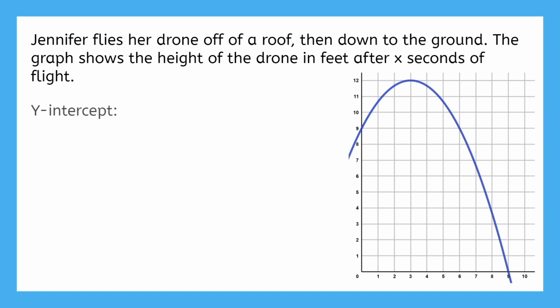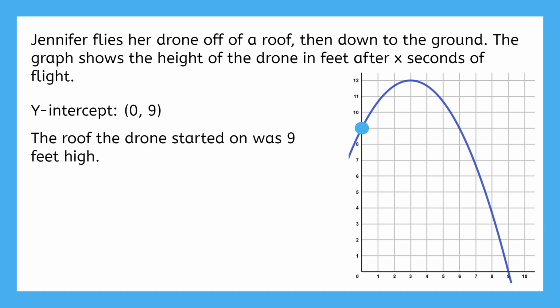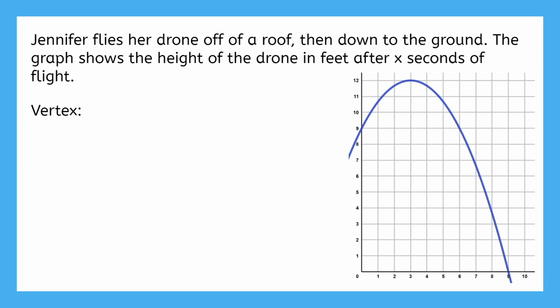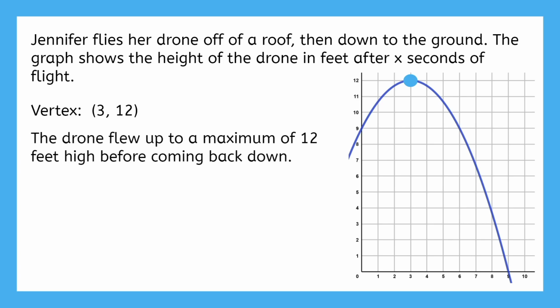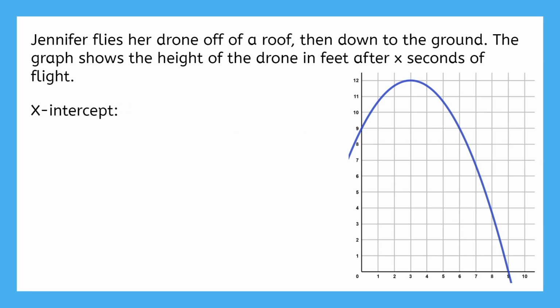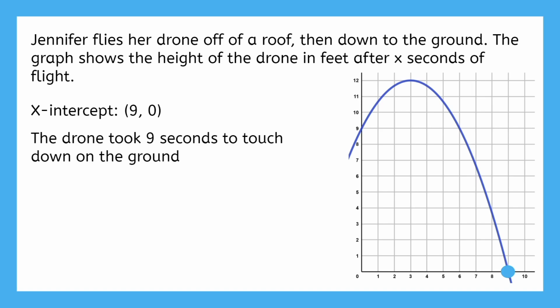First, what does the y-intercept mean? When the drone started flying, it was 9 feet up, so that must be how high up the roof was. What does the vertex tell us? The drone flew up to 12 feet high and then back down to the ground. So the vertex shows that the maximum height of the drone was 12 feet off the ground. Finally, what's the importance of the x-intercept? That's the point when the height of the drone was 0, meaning it was back on the ground after 9 seconds.